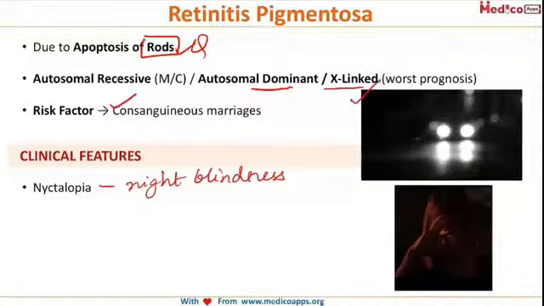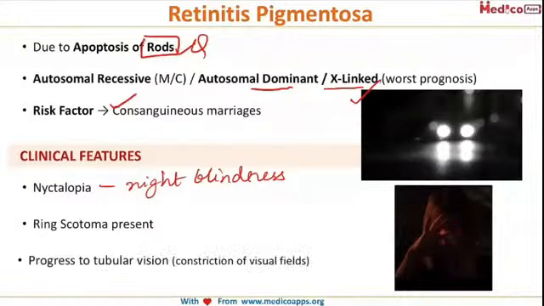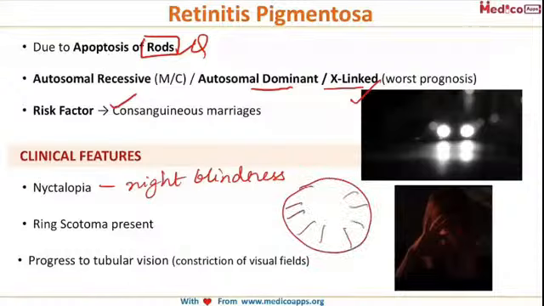This is how the baby can see or the child can see in the night time. Then there is a ring scotoma that is present, and then slowly this Nyctalopia progresses into a tubular vision because there is constriction. Suppose this is a visual field of the child, it goes on constricting like this. All of this vision decreases and finally the child is left with what is called a tubular vision.